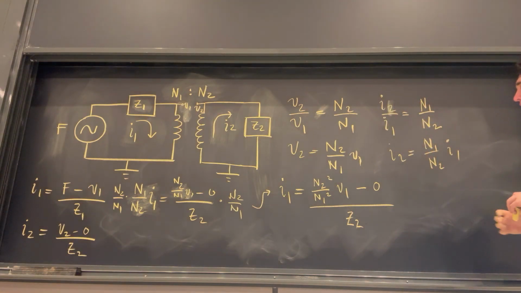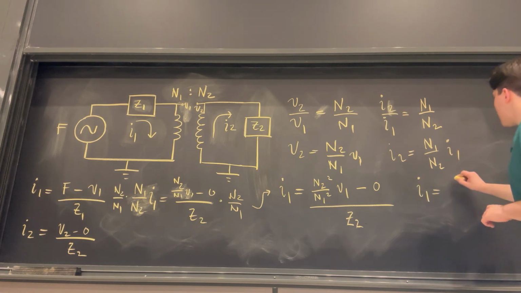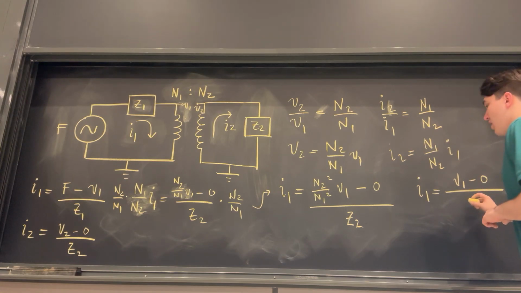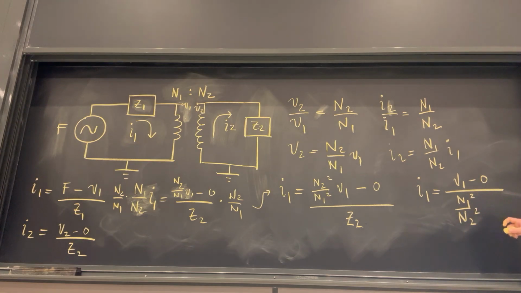And then finally, let's make one more change here, which is to say that I1 is equal to V1 minus 0 all over N1 all over N2, both of those get squared, times Z2.